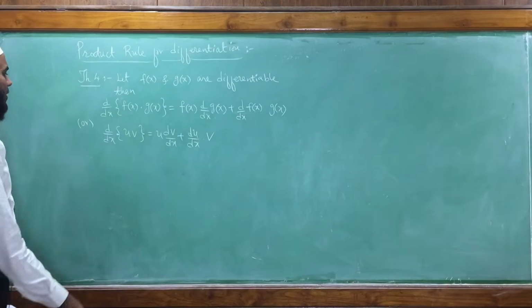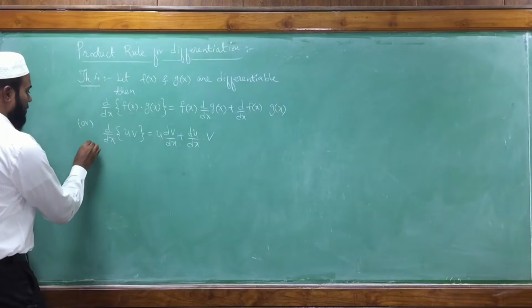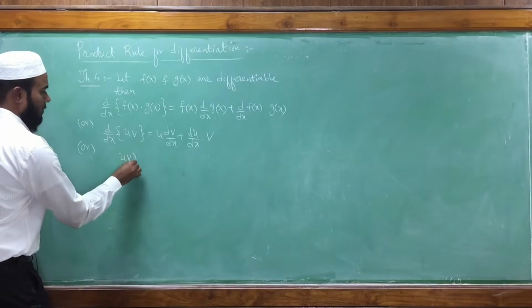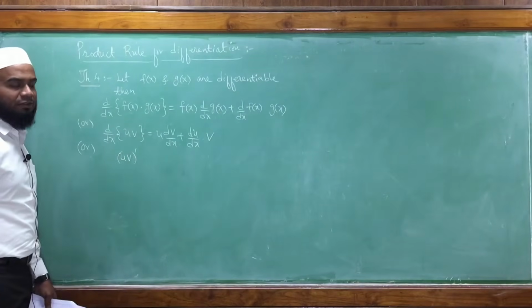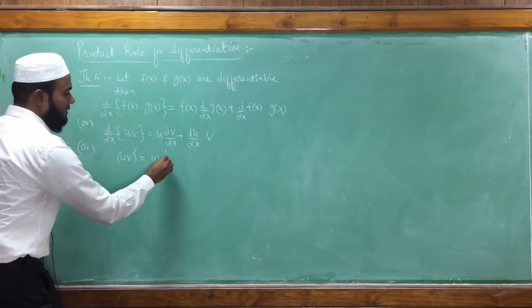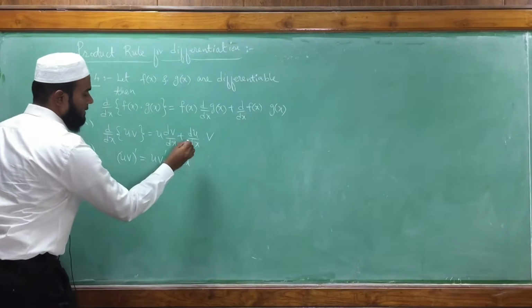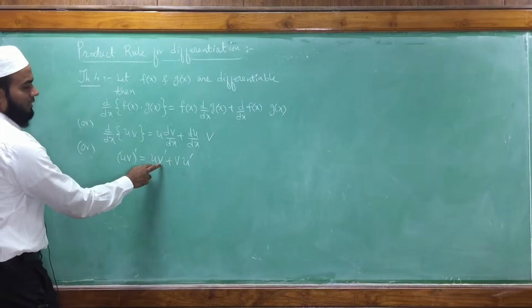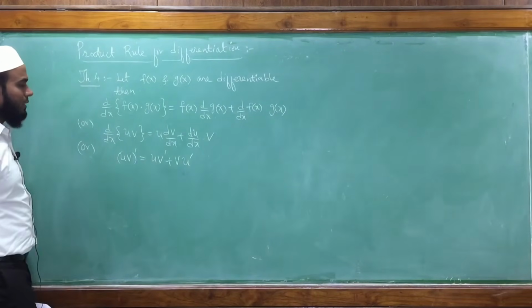Then it is nothing but u into dv by dx plus du by dx into v, right? Or we can even write this as uv whole dash. Dash represents the derivative with respect to x. This is nothing but u v dash plus v u dash. First we have to differentiate v, then we have to differentiate u, right?